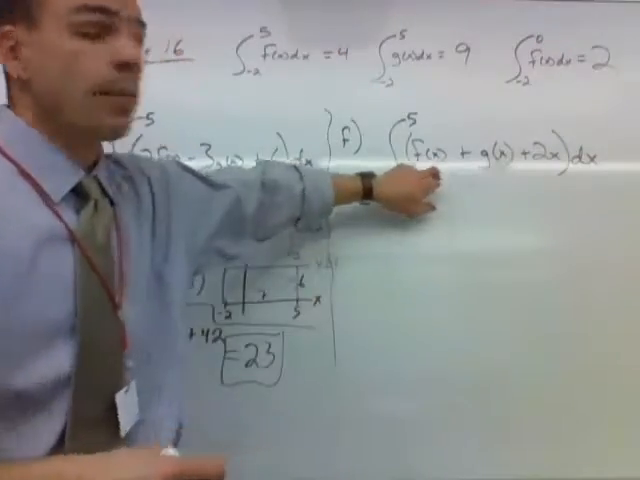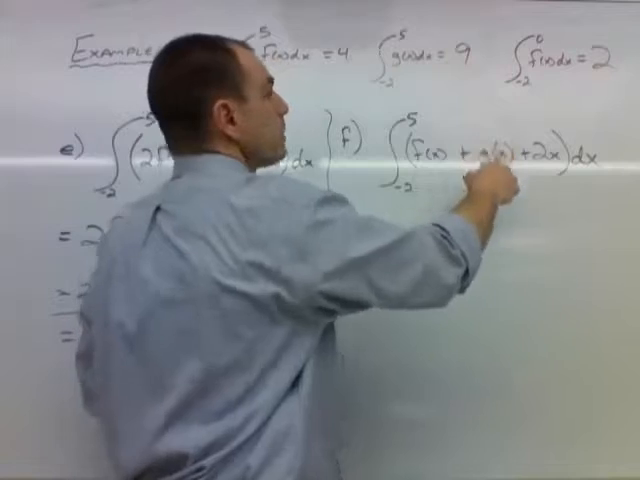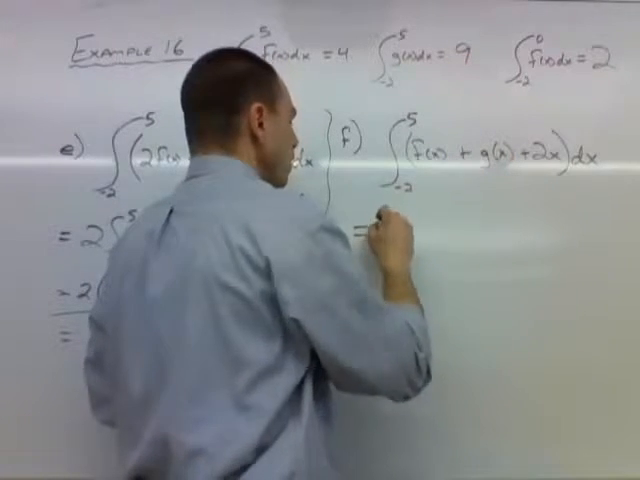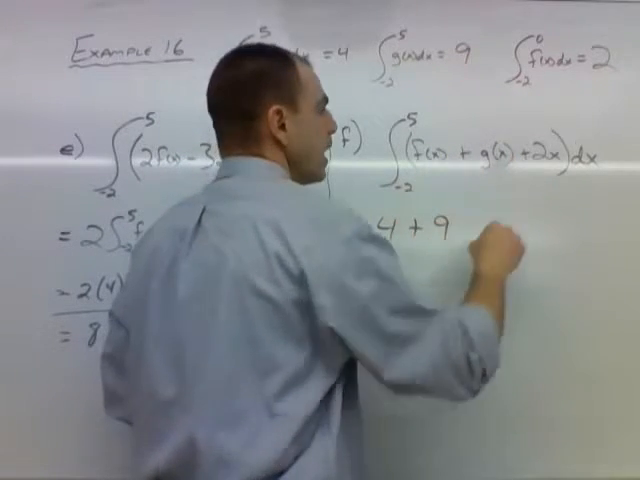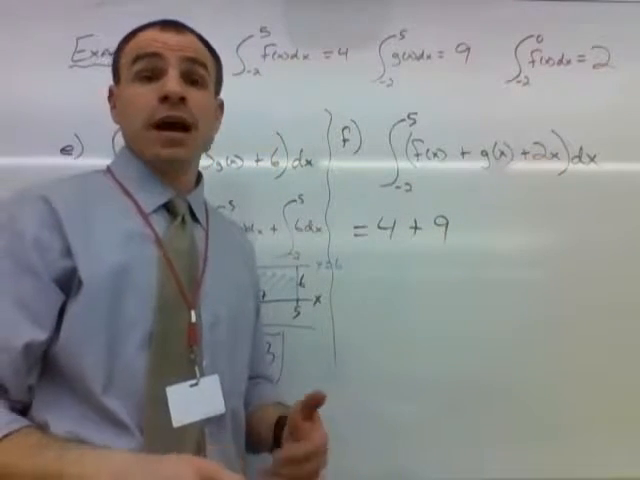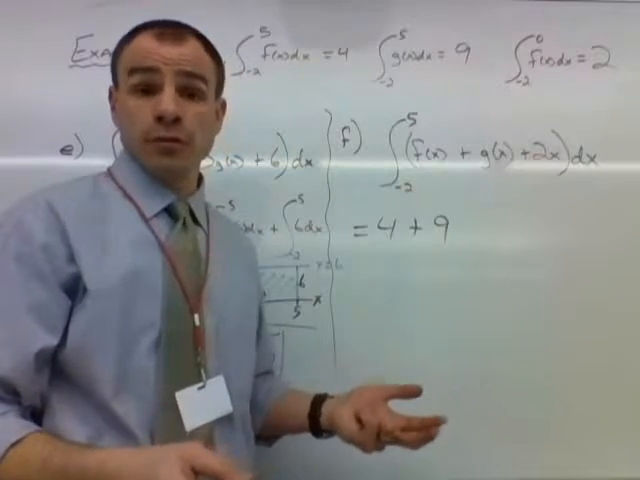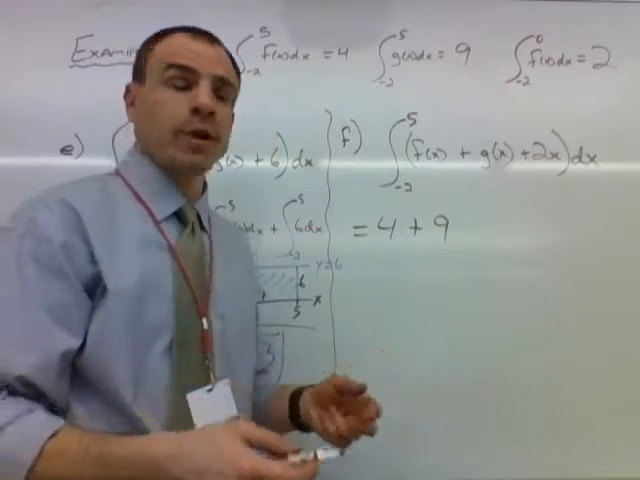Okay. All right, back to f here. We know that the integral of f of x is going to be 4. We know the integral of g of x is going to be 9. So we have 4 plus 9. And now we have to find the integral from negative 2 to 5 of 2x. All right, so 2x, that's a line, slope of 2, y-intercept of 0. We know that from algebra class.